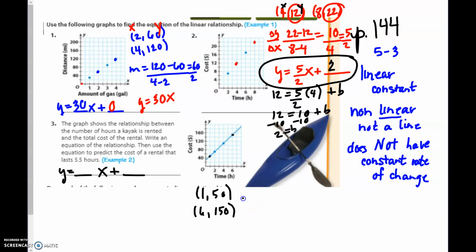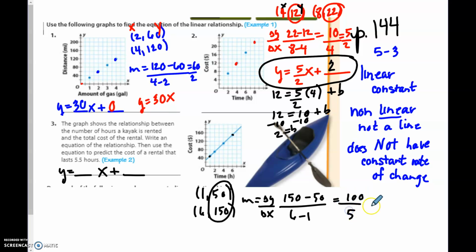All right, so our slope is going to be change in y over change in x. So here's my y values. So 150 minus 50 all over 6 minus 1. So that's 100 over 5, and 100 divided by 5 is 20. So this slope is going to be 20.